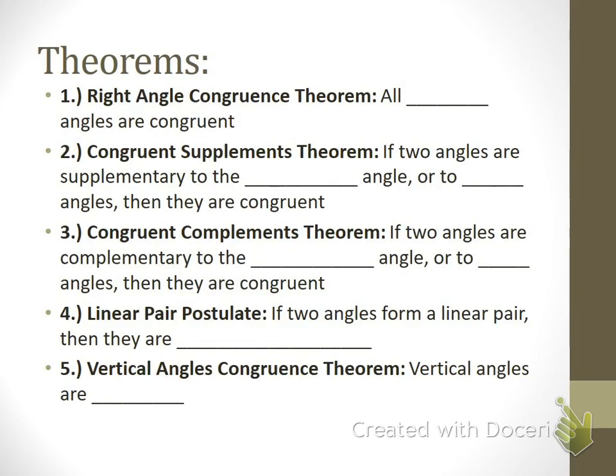All right, these theorems are really not anything new. We're just restating them all together. So the right angle congruence theorem states that all right angles are congruent. The congruent supplements theorem: if two angles are supplementary to the same angle, or to congruent angles, then they are congruent.